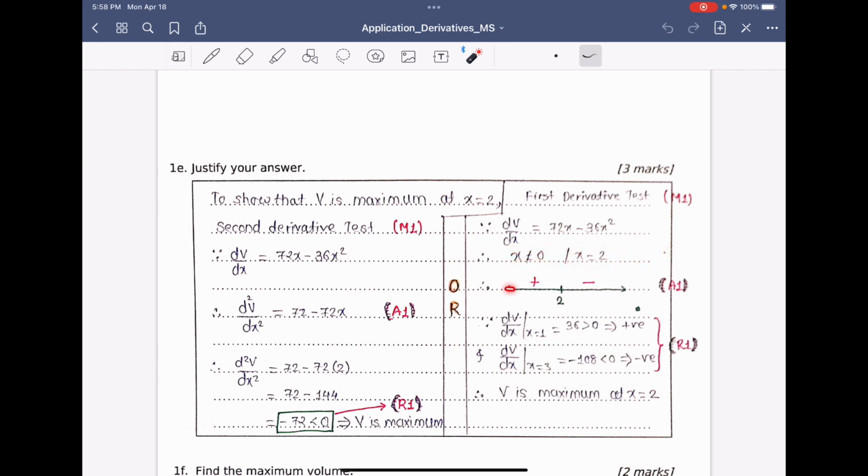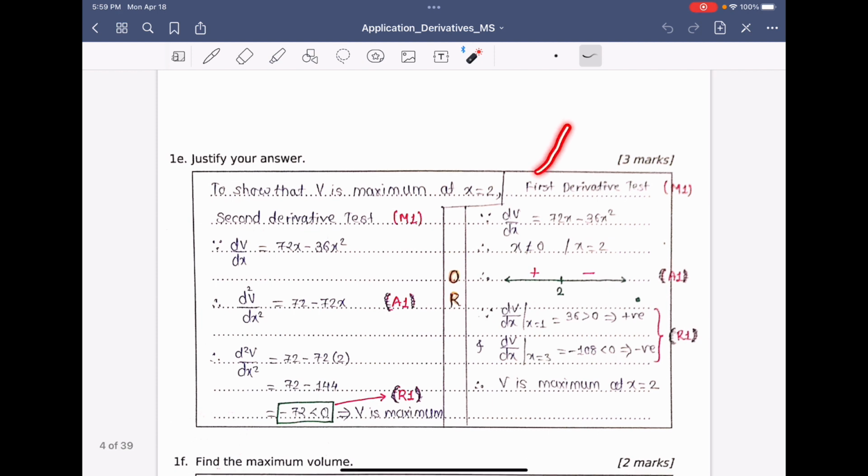So I am making one line here and writing 2 in between. That is the value which we got. Take any value before x equal to 2, let's say x equal to 1, and substitute that in your single derivative. Substituting, 72 into 1 minus 36 into 1 square, I am getting 36, which is positive. That means my slope is positive.